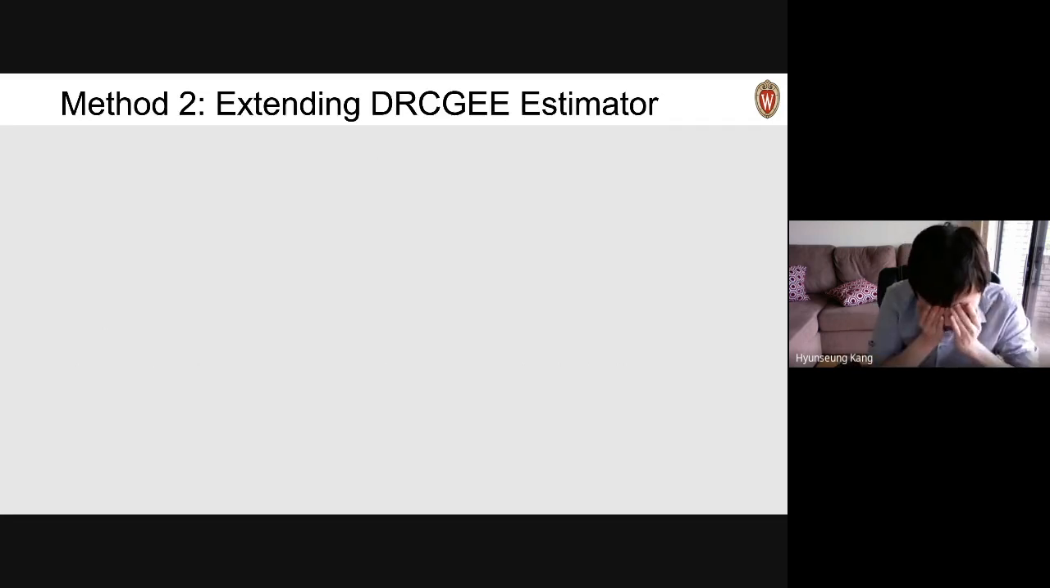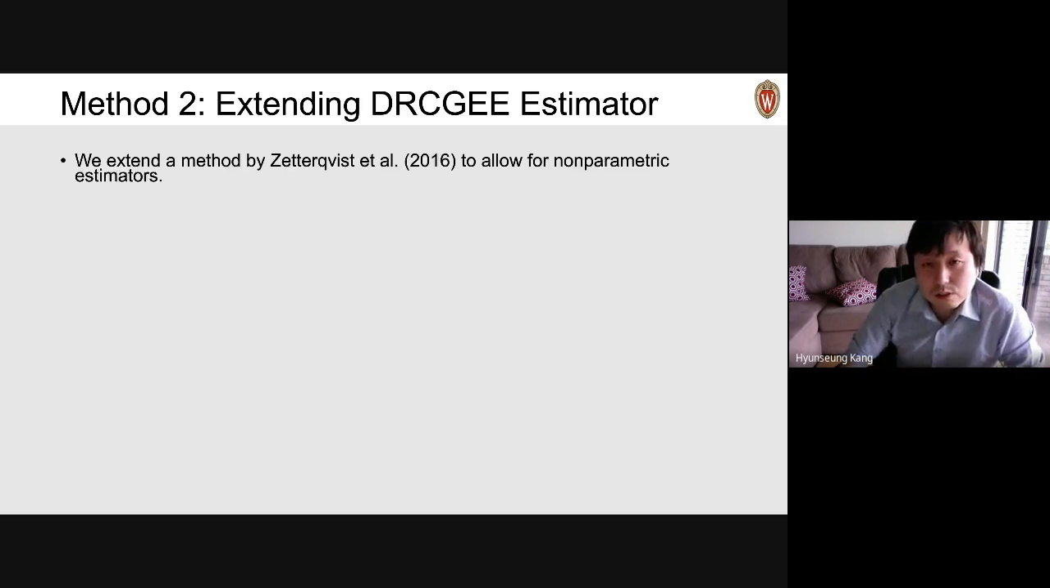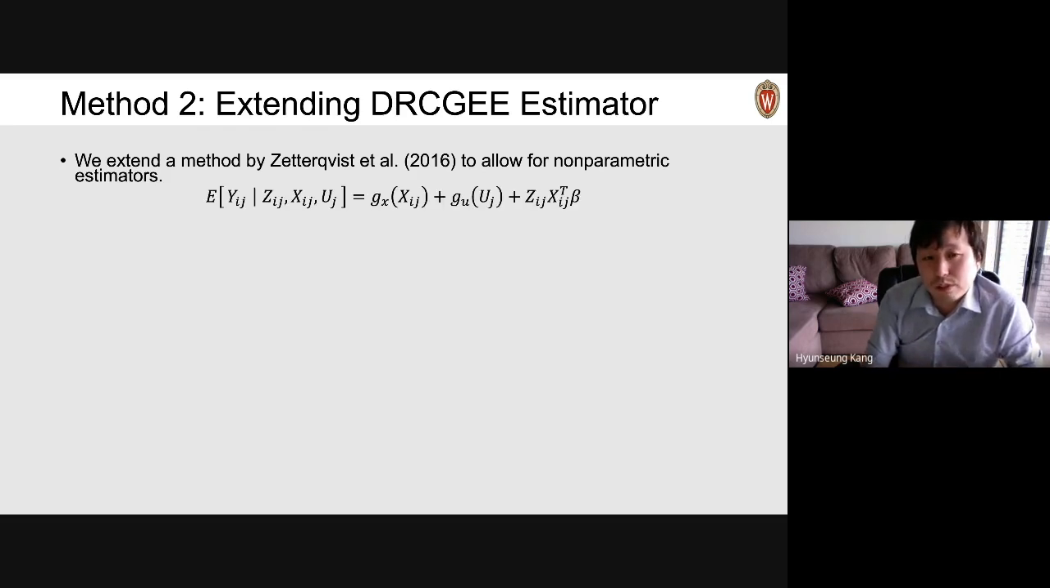Now, the second method is essentially extending a recent estimator called the DRCGE estimator. Essentially, this is an estimator that also deals with the same setting. You have non-i.i.d. data, but they're clustered in some way, and then they propose a semi-parametric estimator to estimate the treatment effect in that setting. And what they do is they propose two models.